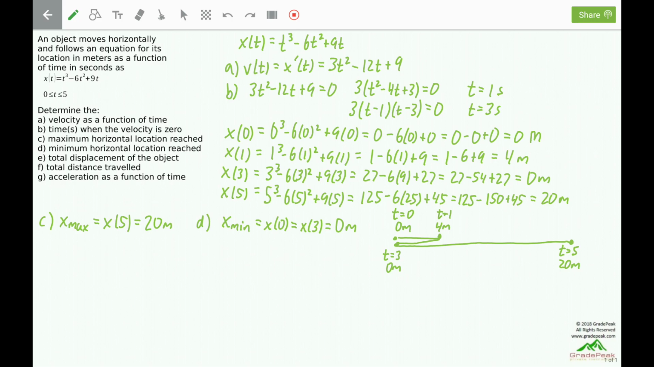For part E, we want to find the total displacement. That's where it ends up relative to where it began. How distant is the final location relative to the initial location? And that's found by just finding the position at the final location, x of 5, minus the position at the initial, which is x of 0. We've calculated both these. X of 5 was a 20, and x of 0 was a 0, so 20 minus 0 is 20 meters. That corresponds to this picture, the distance between right here and right here, how far apart those are from each other, and you can see that's the 20 meters distance. We call that displacement.